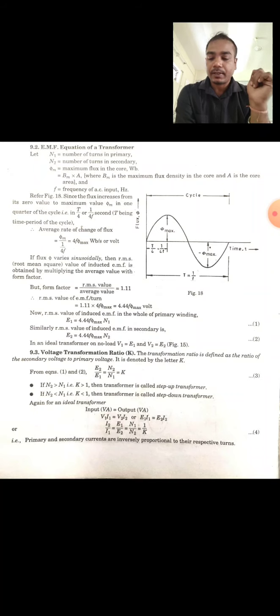Since the flux increases from its zero value to the maximum value phi m in 1/4 of a cycle, that means in T/4 seconds or 1/4f seconds, T being the time period of the cycle.